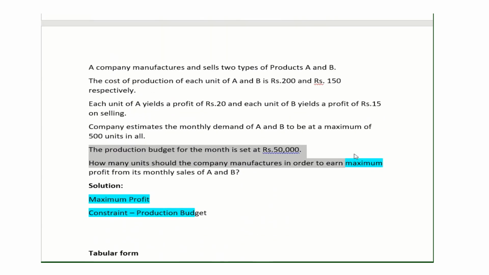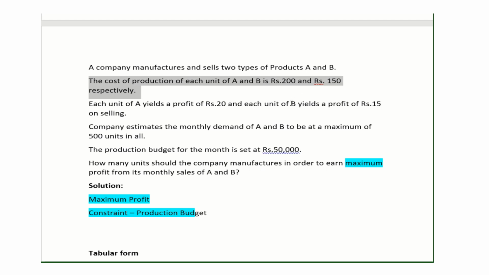So what is the production cost of each unit? They already mentioned 200 rupees and 150 rupees. So for the manufacturing of one particular unit, they spend a cost of rupees 200 for A and rupees 150 for B.